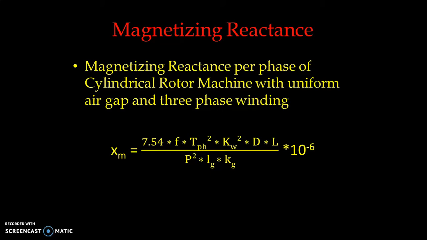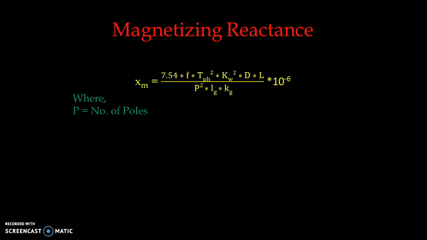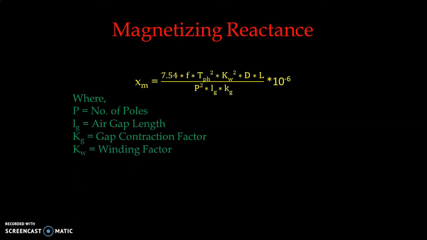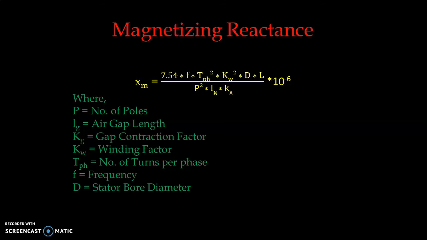Now this calculation is for a cylindrical type of rotor machine where we have a uniform air gap. In a cylindrical rotor machine, we have a single axis, the polar axis, and the air gap remains uniform. So P is the number of poles, Lg is the air gap length, Kg is the gap contraction factor, Kw is the winding factor, Tph is the number of turns per phase, F is the frequency, and D and L are our main dimensions, the stator bore diameter and the stator core length.